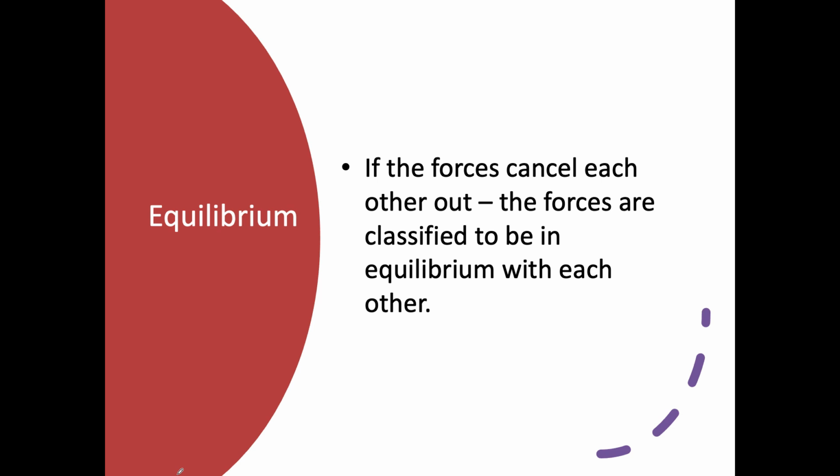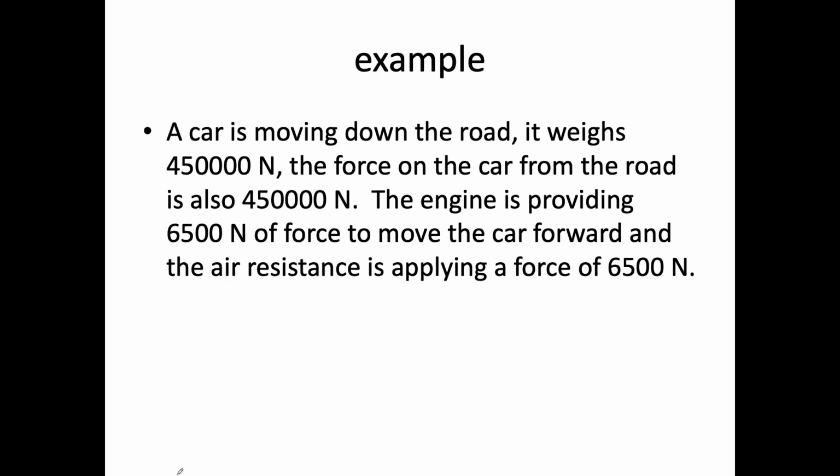Couple of terms to talk about. One, if the forces cancel each other out, they're classified to be in equilibrium with each other. And we have a simple problem that describes this. If we've got a car moving down the road, it weighs 450,000 newtons. So here's the road, here's my car. Its weight is 450,000 newtons going down. The road is actually applying the same force going up. So if it's in equilibrium, it's not going up and down.